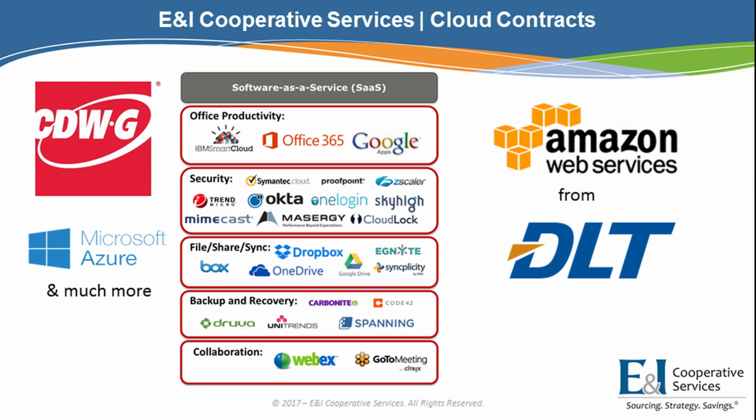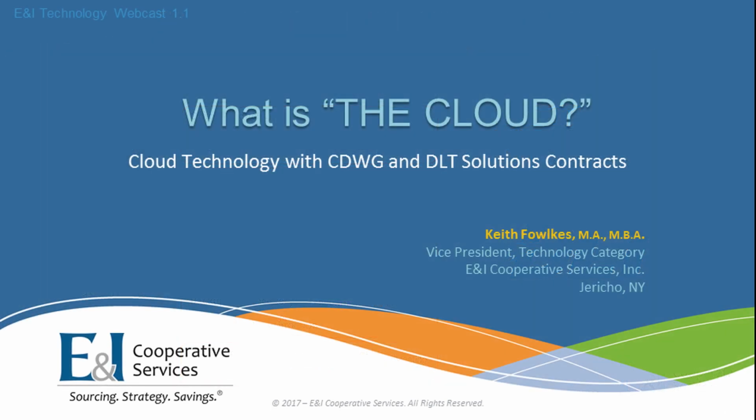Amazon Web Services are also available from DLT, and Amazon Web Services are used widely by large institutions who want to put their own applications and systems out there in the cloud themselves and don't want to rely on an outside vendor. So Amazon Web Services is used widely, as is Microsoft Azure, which is available through CDWG for the same reasons.